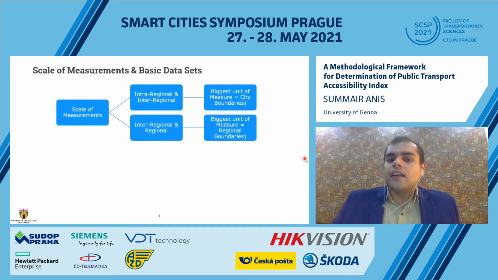In this level, the biggest unit of measure is the city boundaries, which means that one city is considered and divided into many parts, like for example traffic analysis zones and other smaller boundaries, and then the values are calculated for each smaller unit. And in this scale of measurement, the biggest unit of measurement is considered as the regions, and then the regional boundaries, as you know, right into the city boundaries, then the district boundaries, and the values are calculated accordingly.